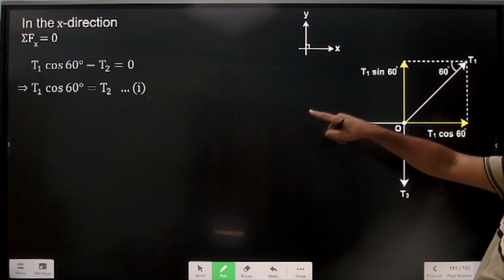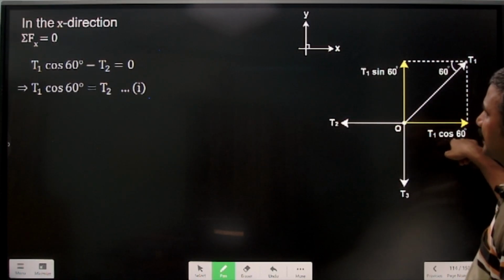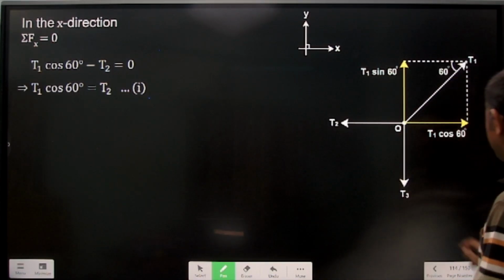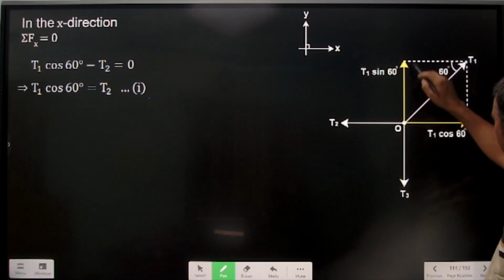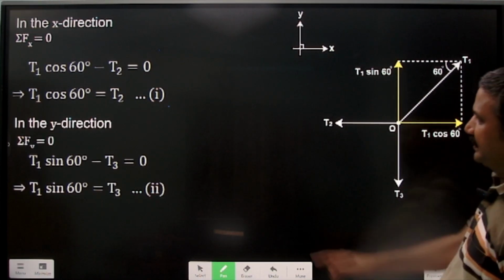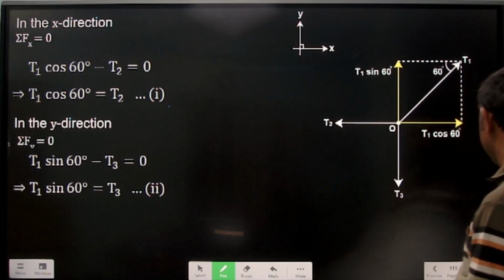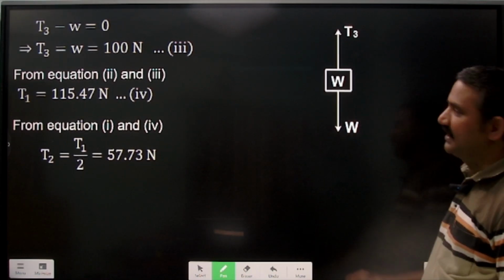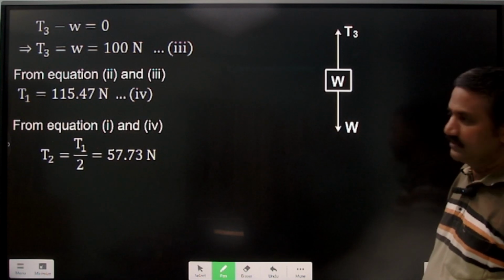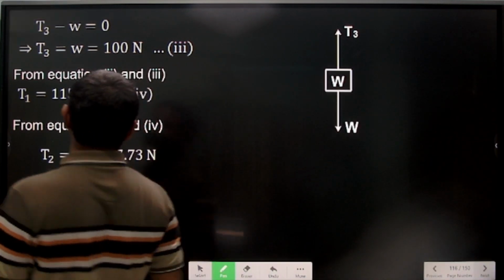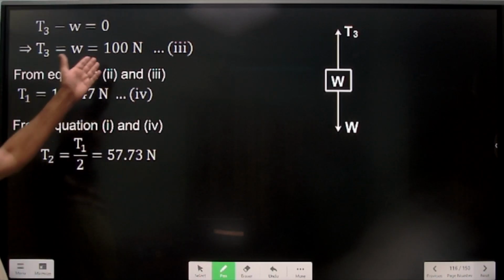So here net force along the x direction is how much? T1 cos 60 minus T2 is equal to 0. So T1 cos 60 is equal to T2. And similarly, T1 sin 60 is equal to T3. But here, what is T3? T3 is acting, that is W. So T3 is equal to W, that is the weight. So T3 is nothing but 100 Newton.